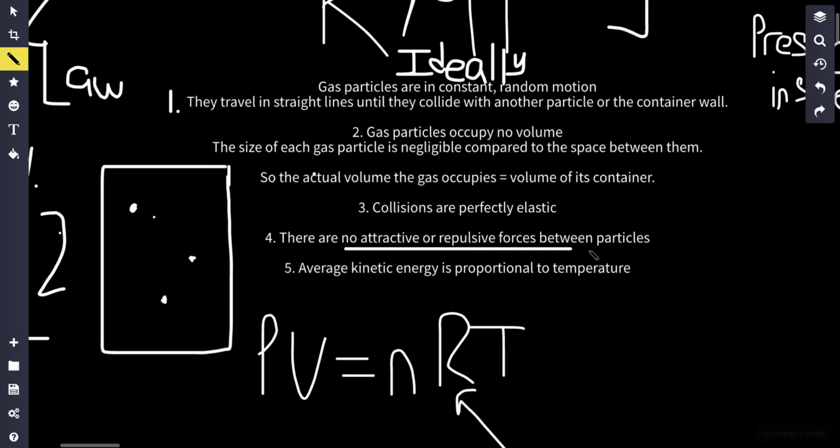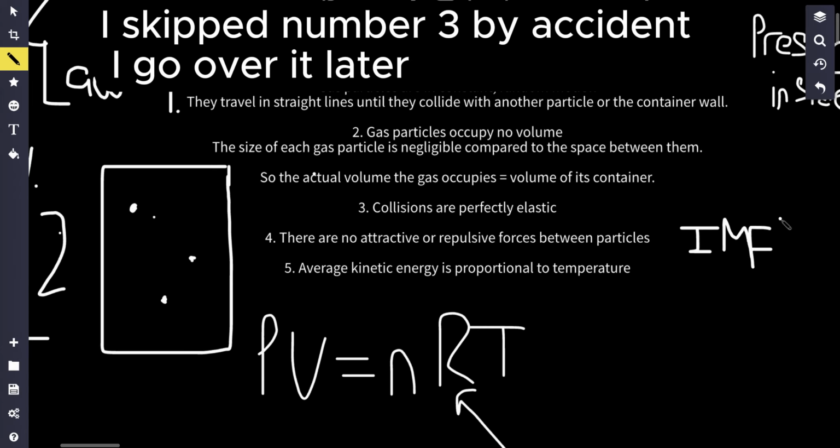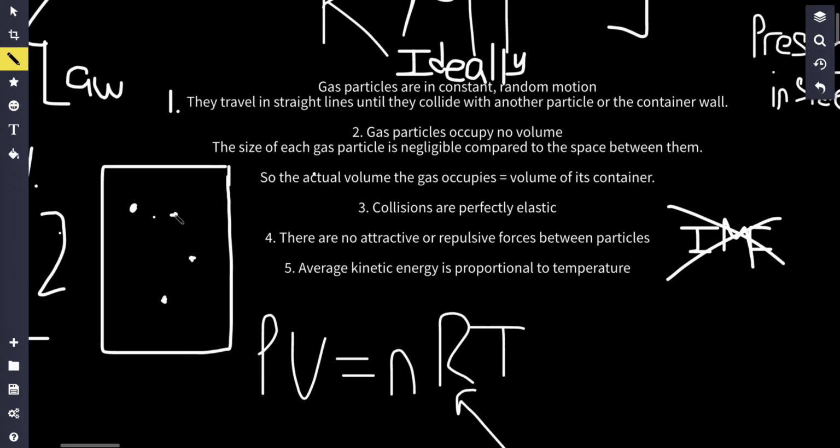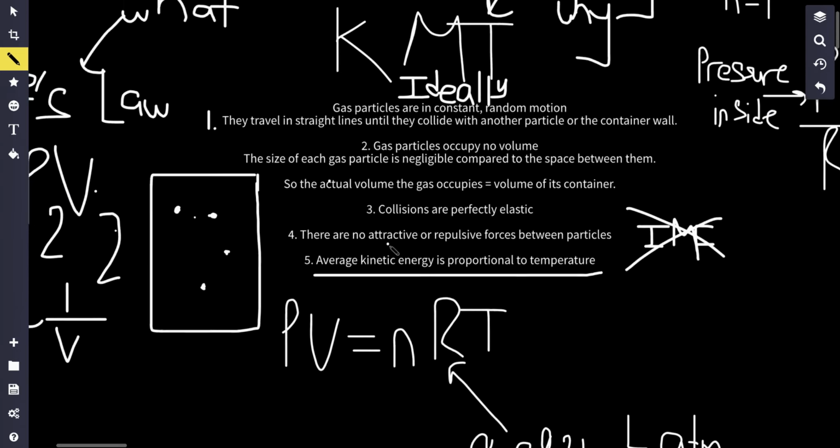There are no attractive or repulsive forces between particles, aka gas particles don't have IMFs ideally. So gas particles do not attract each other. Number 5, average kinetic energy is proportional to temperature.